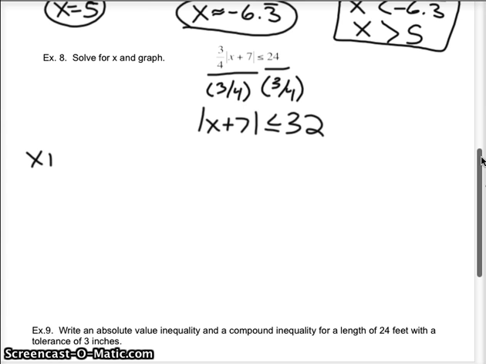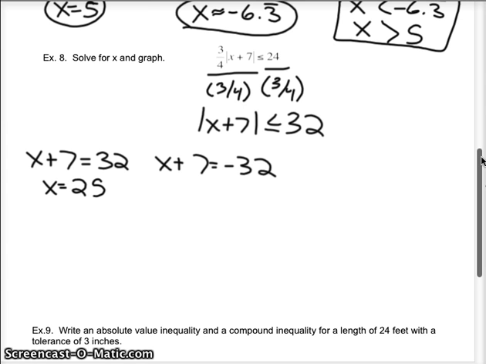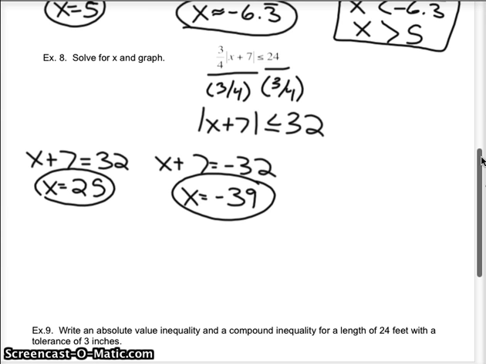So now again, I'm going to break this up into my two equations, and for a moment, I'm going to neglect the inequality. I'm just going to find the endpoints, all right? And then I'm going to use the direction of the inequality to figure out where my shading goes. So here I subtract 7 from both sides. So I get an endpoint at 25. And here, I get an endpoint at negative 39. So those are my two endpoints.